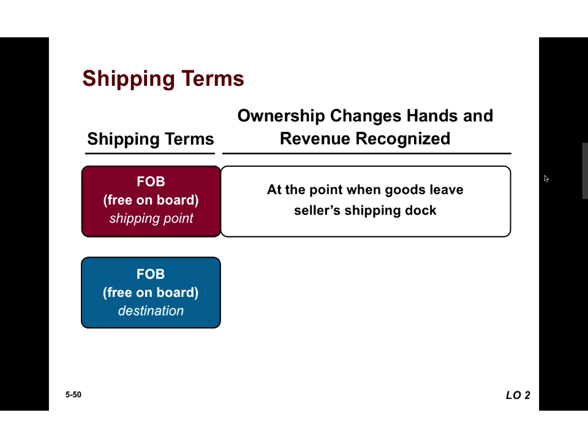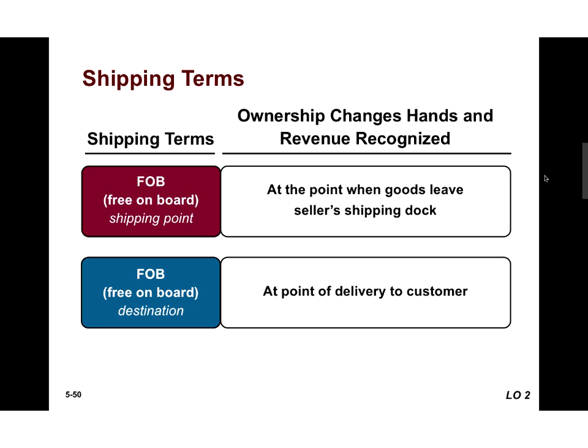Then the other one we have is FOB destination. So what happens here? FOB destination is when the goods arrive at the customer. So if we're selling FOB destination, revenue is not recognized until the customer receives the goods.